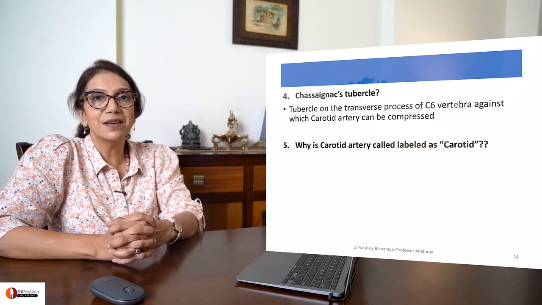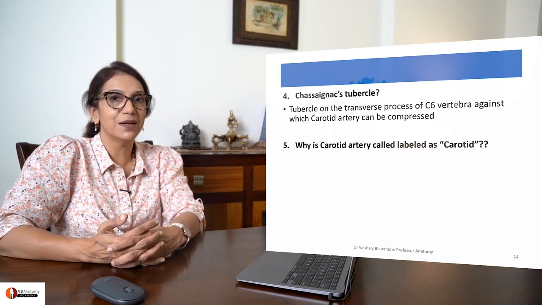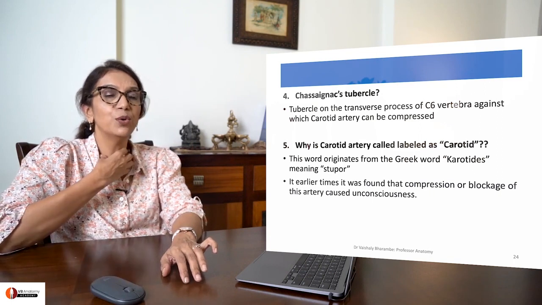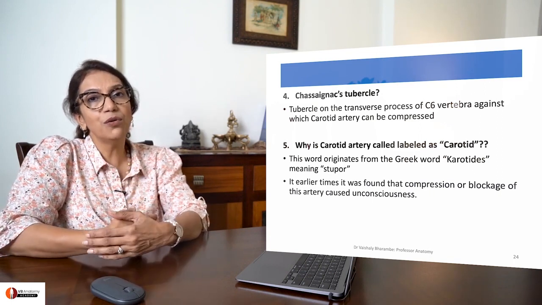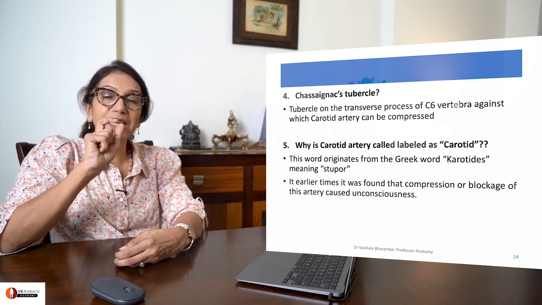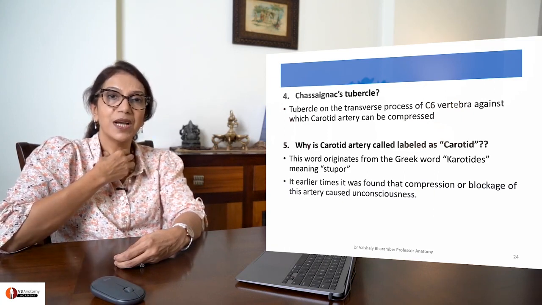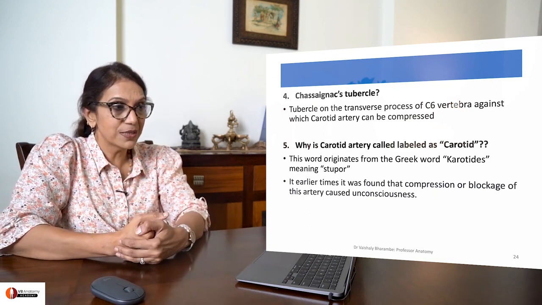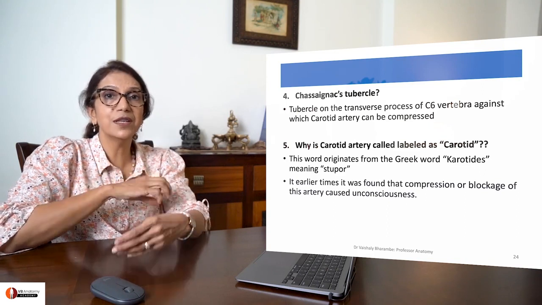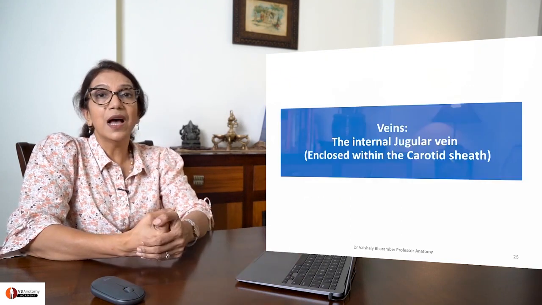Finally, an interesting question. Why do they label the carotid as carotid? Why not something else? Understand that the Greeks found that when you press somebody's carotid, the person often goes into stupor or unconsciousness. So, based on the word carotides, they called this the carotid artery. They found that if you compress both the arteries, the person becomes unconscious. That's also the reason why you should not compress both the arteries in the same patient in an effort to feel pulsations. Alright?